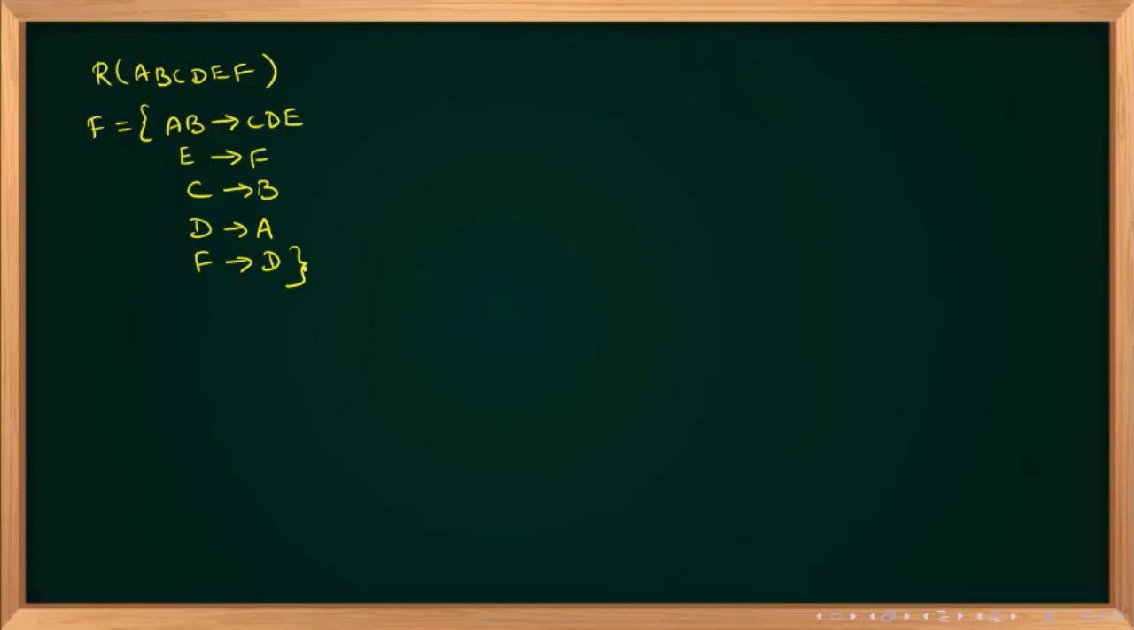Type the answer in your chat box quickly. Sonia is telling A, B and C, D. Sonia, the number of candidate keys is what you have to write first. After that, you have to type all the candidate keys.